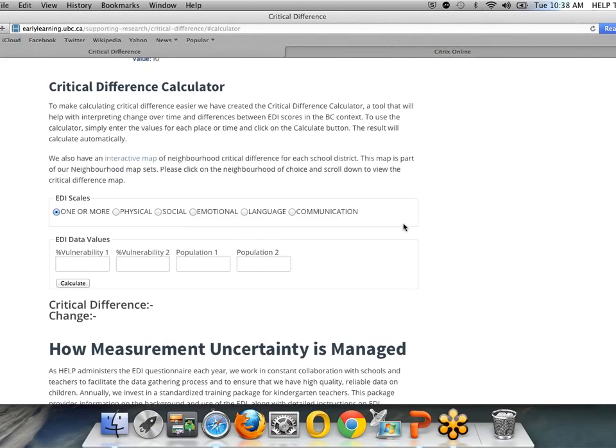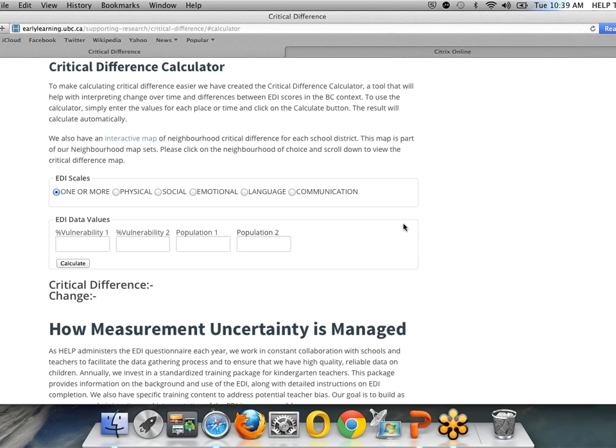So what we have here, Barry was showing you the tables, and that was difficult at times for people to work with, and it was kind of stepped groupings of critical difference. But as you saw, there's a nice curve there, so we have the ability to look at it in a little more fine-grained fashion. You could use this calculator for any geographic unit, so that could be school districts, health service delivery areas, local health areas, health authorities, the province, what have you, or neighborhoods.